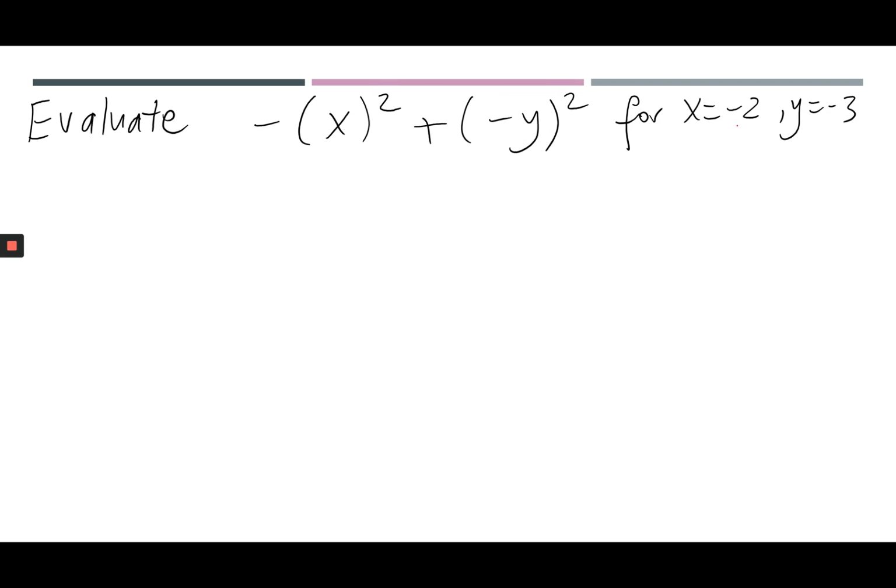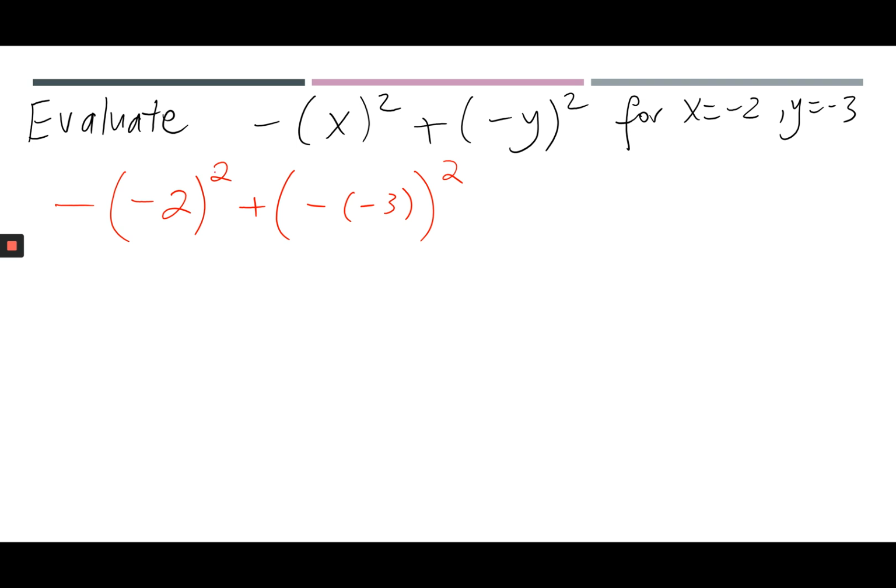X is -2, y is -3, and then negative comes from the question. For x, I'm going to use -2, and I'm going to square that, plus negative comes from the question. For y, I'm going to use -3, and then I'm going to square that.